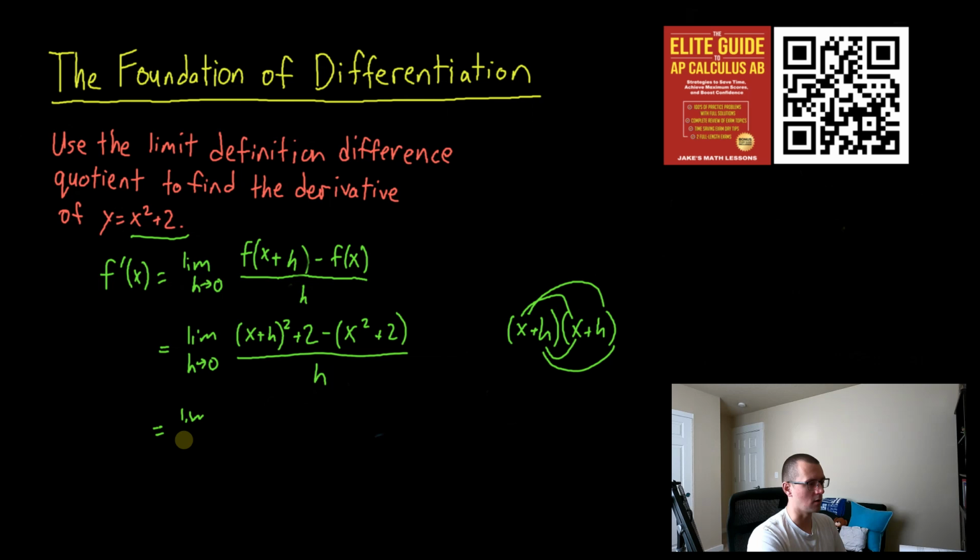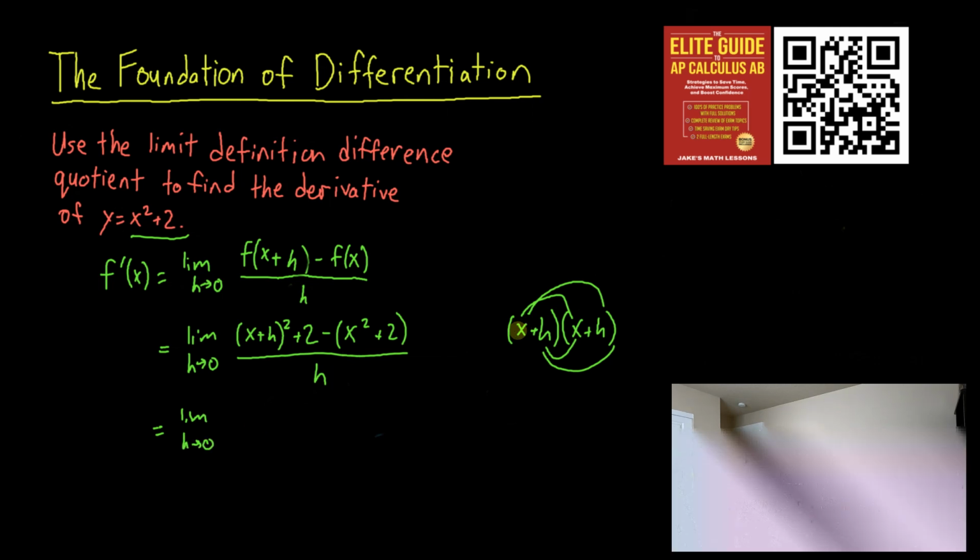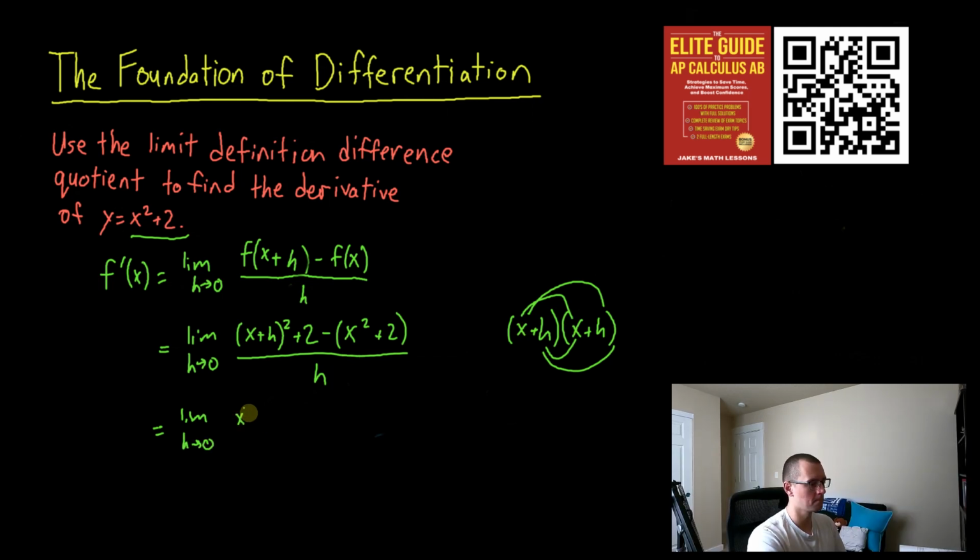Doing all that will give you x squared plus xh plus another xh, so plus 2xh plus h squared. And then we have our plus 2 here. Then we can distribute the negative sign, so we get minus x squared, and then minus 2, and that's all over h. And then you can see we're going to have some stuff cancel out here.